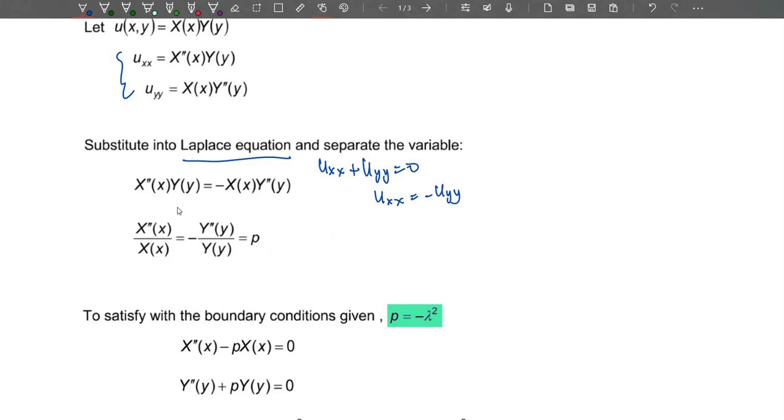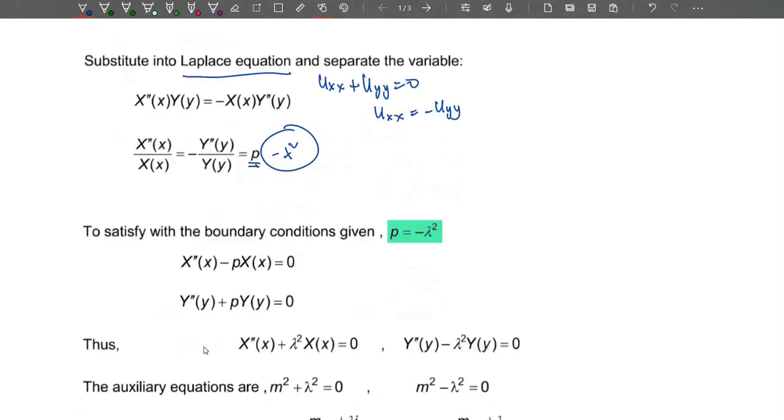Okay, and this one we do the separation of variables where X double prime(x) over X(x) is equal to negative Y double prime(y) over Y(y) is equal to p. And here, since we know that in order to satisfy the boundary conditions, we need to use p equal to negative lambda squared. It's better for you to just write negative lambda squared here right away.